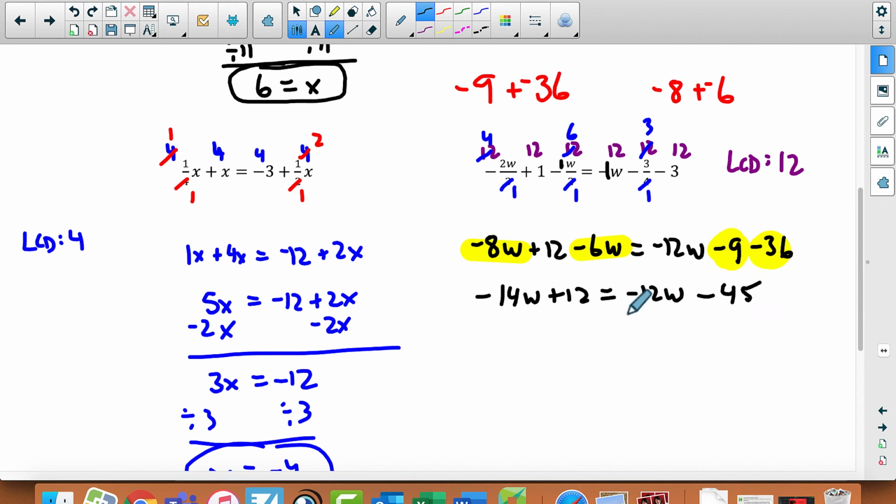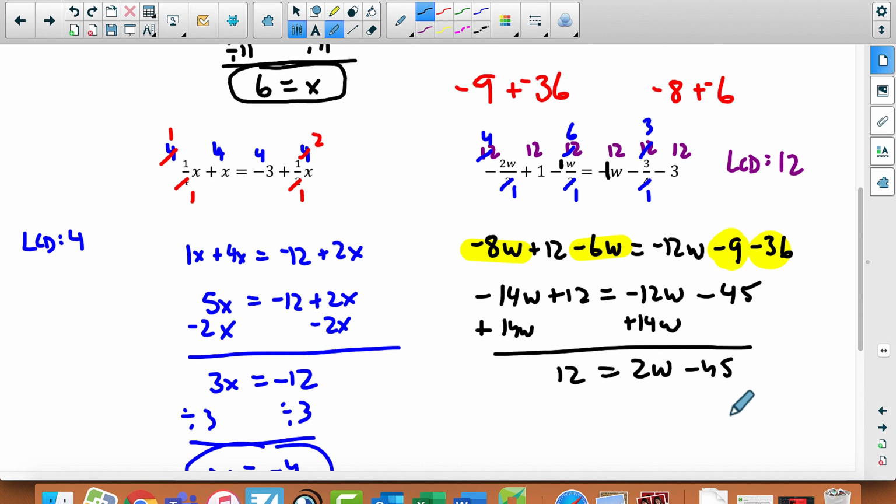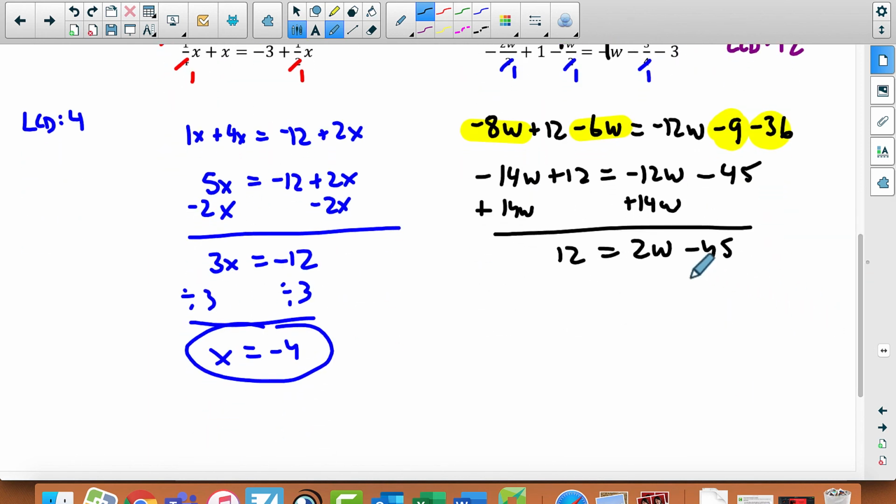Alright, we have w's on both sides. Let's move the smaller one. What's smaller, negative 14 or negative 12? Negative 14. So I add 14w and add 14w. So we're left with 12 on this side. Negative 12 plus 14 is 2w minus 45. Got to get this w by itself. Better add 45 on both sides. So we have 57 equals 2w. And finally, we're going to divide by 2.